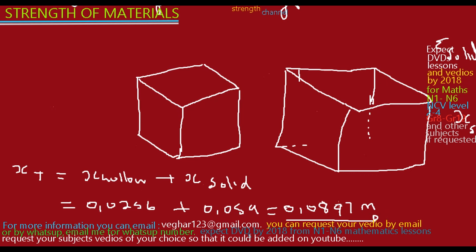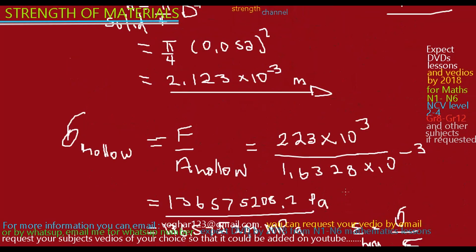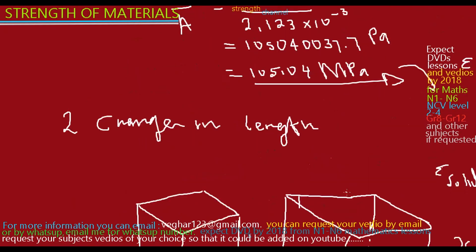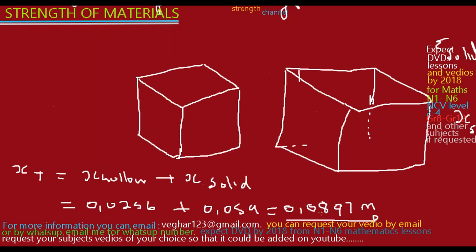And so you have something like this when you're done with the calculation of this. So this is the extension they are looking for. The extension is the change in length. This is the change in length, and that's it.